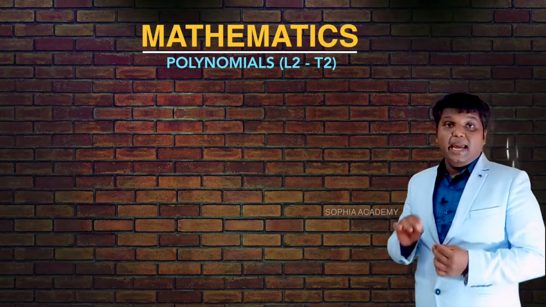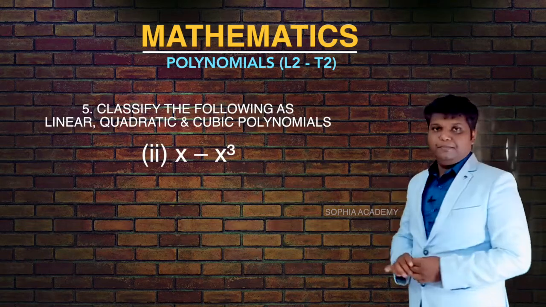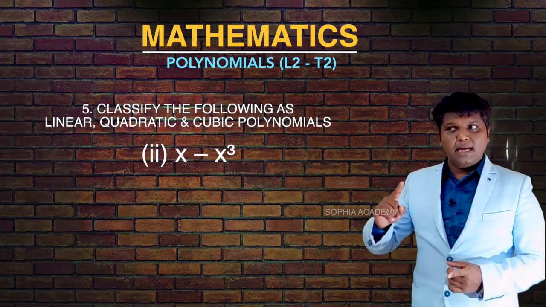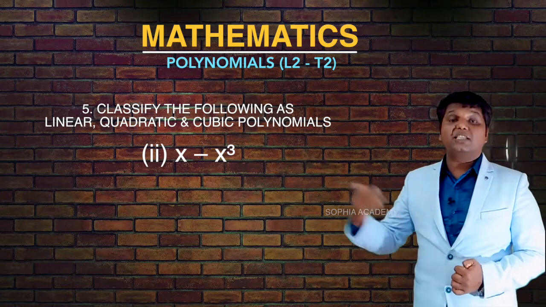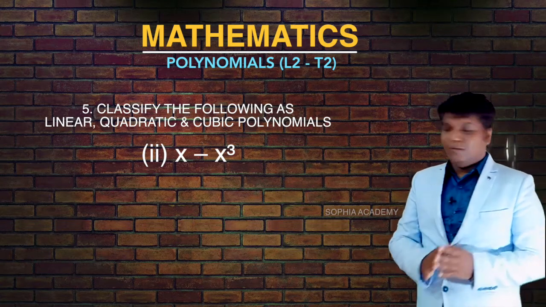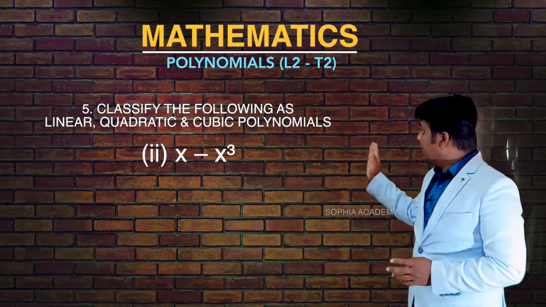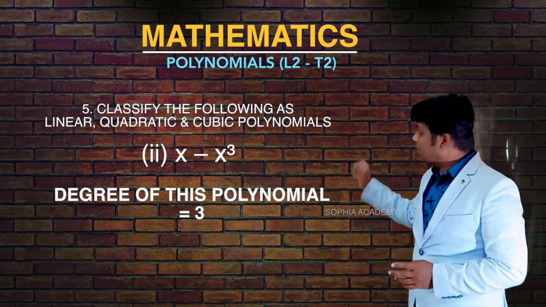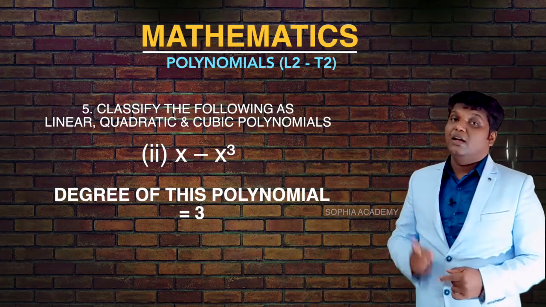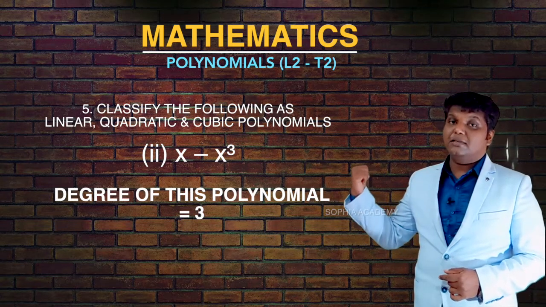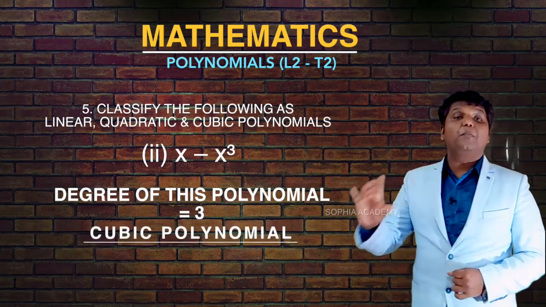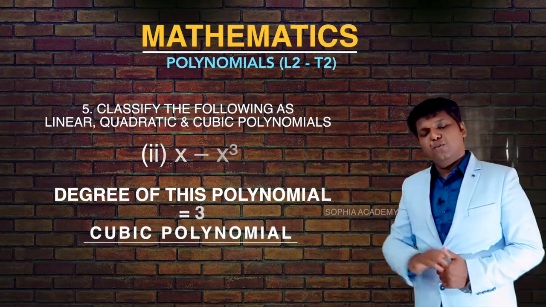Question number 2. x minus x cube. x is the first term. Second term, minus x cube. x means the power is 1. x cube means the power is 3. So the highest power is 3. As the highest power is 3, the degree of this given polynomial is 3 itself. So if the degree is 3, in which category does this question come? Degree 3 means it comes under cubic polynomial. So we will say this is a cubic polynomial.